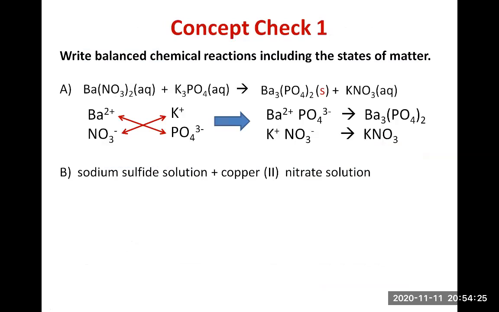Example B, or try B. By the way, pause the video and try this on your own before you watch the answer. Again, here you have the names, and that means you need to know how to find the formula from the name. So let's do that. Sodium sulfide solution plus copper(II) nitrate solution, mixing together.